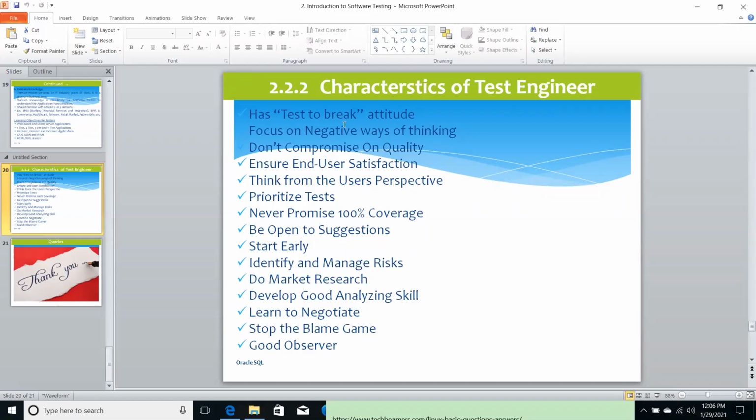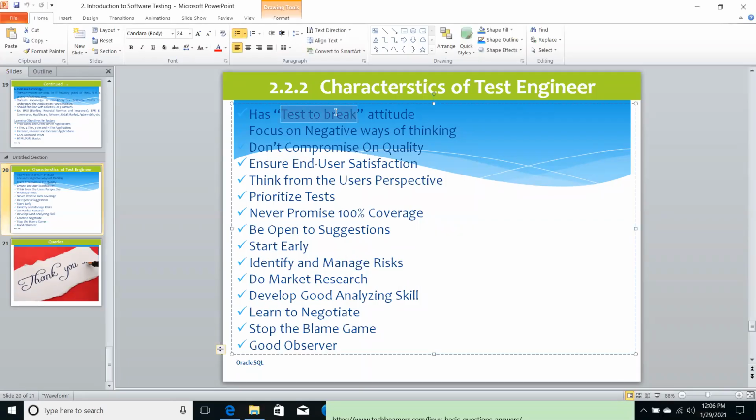Okay, so what should be available from your side if you are coming into the IT industry with a testing line? It can be automation, manual, any kind of testing. These are a few characteristics that should be available as a test engineer. First of all, you have to make your attitude "test to break". You have to find out the problem.